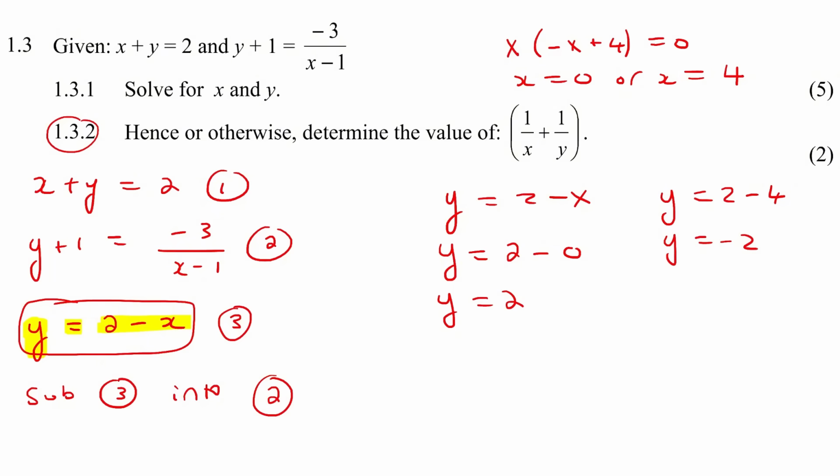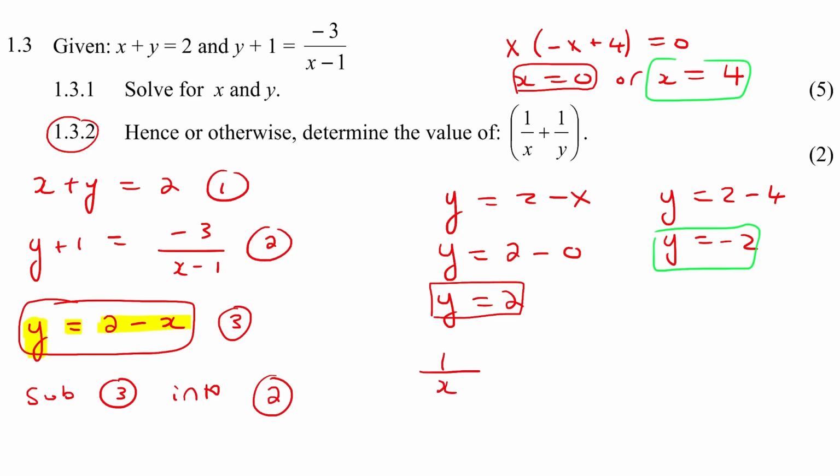Now this question says, determine the value of 1 over x plus 1 over y. So we're going to do two different scenarios. We know that when x was 0, y was 2, so they go together, and when x was 4, y was minus 2, so they go together. Let's do the first one, where we fill into this: 1 over x plus 1 over y. For the first one, x was 0 and y was 2. Well, that's going to give you an error on your calculator because that is undefined, and so there's no solution there.